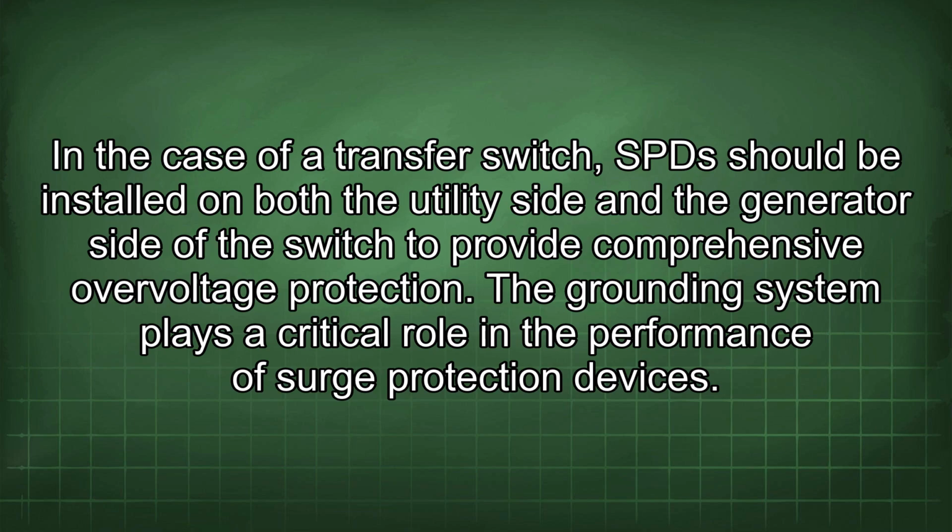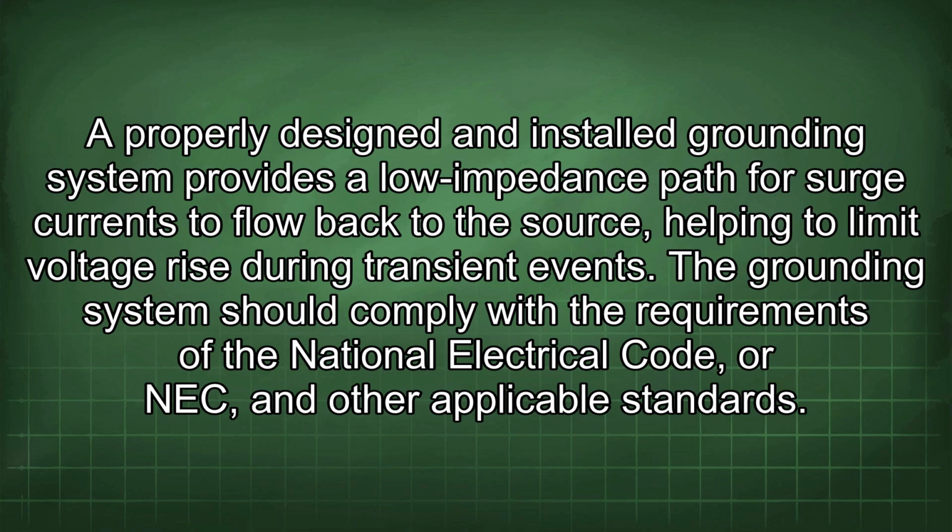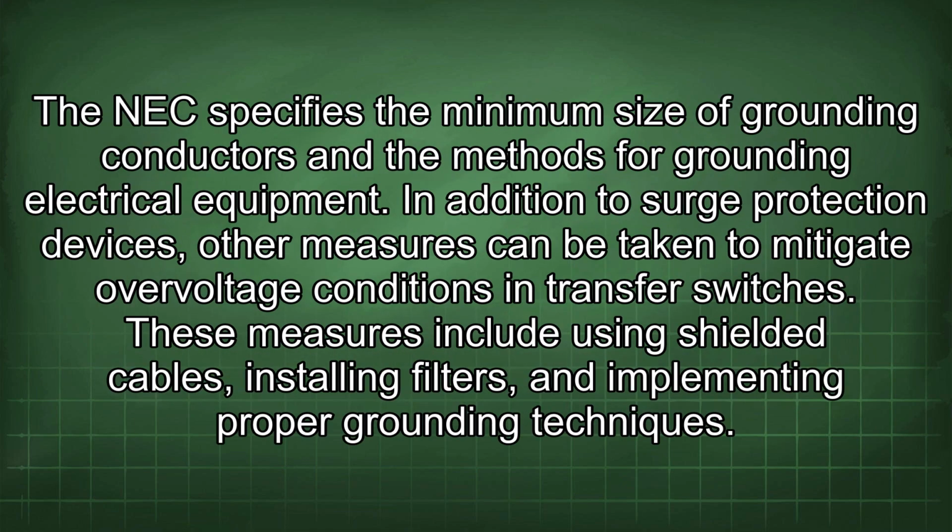The grounding system plays a critical role in the performance of surge protection devices. A properly designed and installed grounding system provides a low impedance path for surge currents to flow back to the source, helping to limit voltage rise during transient events. The grounding system should comply with the requirements of the National Electrical Code, or NEC, and other applicable standards. The NEC specifies the minimum size of grounding conductors and the methods for grounding electrical equipment.